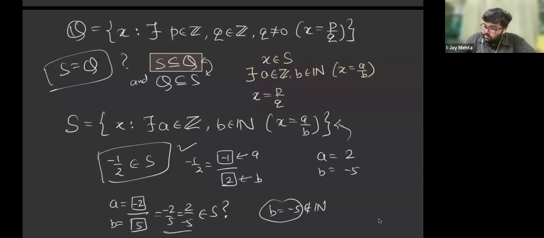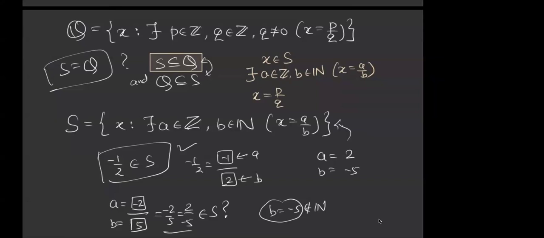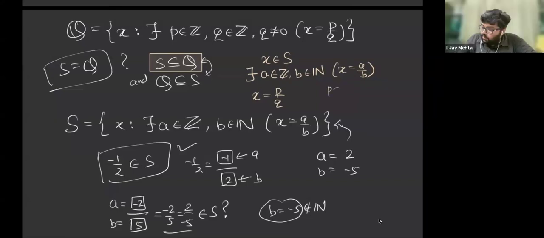I know this. What do I know? X is of the form A by B, where A is an integer, B is a natural number. So can you give me P and Q, Sumanyu? Yes, we will just take A and B. P equals A and Q equals B.